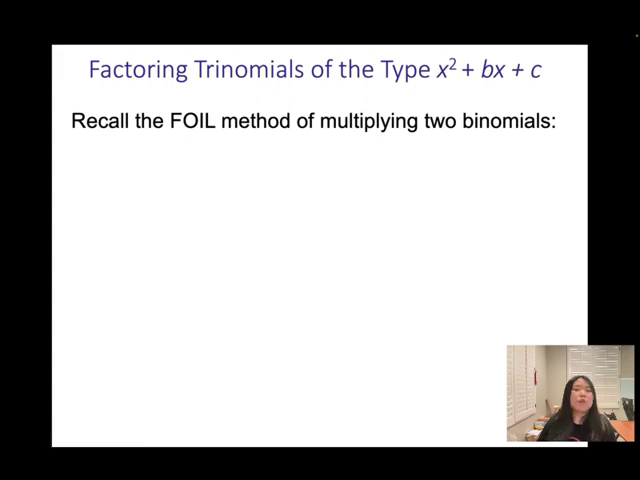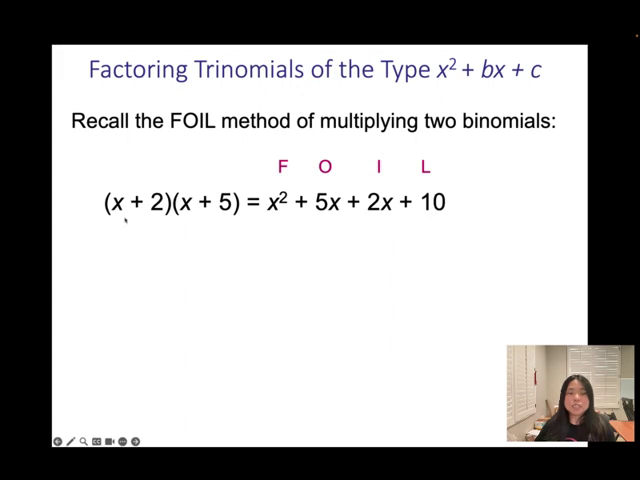So remember the FOIL method that we use when multiplying two binomials? Look at this example. When we have two factors, x plus 2 times x plus 5, when we multiply them, we use the FOIL method. So x times x, you're going to get x squared. x times 5, you're going to get 5x. 2 times x, you're going to get 2x. And at last, 2 times 5, you're going to get 10. Okay? And then we combine the like terms. So this is what I get. My trinomial will be x squared plus 7x plus 10.